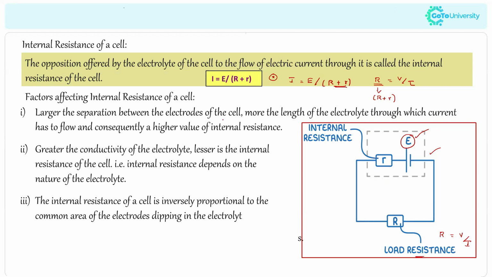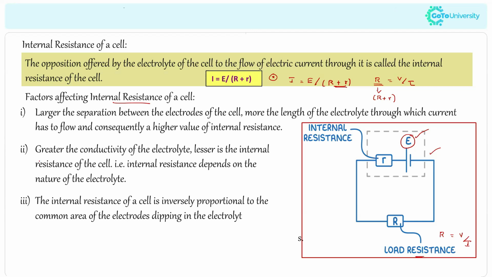Now, let me tell you what factors affect the internal resistance of a cell. First, the larger the separation between the electrodes of a cell, the more the length of electrolyte through which the current has to flow, and consequently the higher the value of internal resistance. It's known that a cell is just made up of electrodes and electrolyte. So the main factor which affects the internal resistance is the distance between the electrodes.